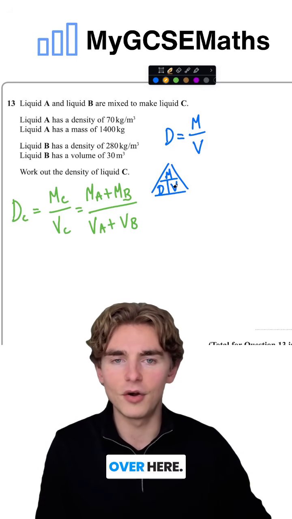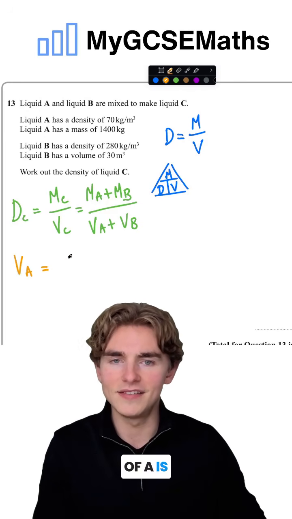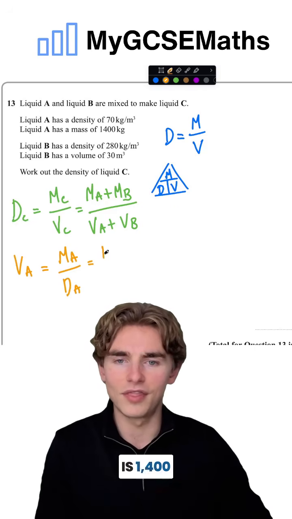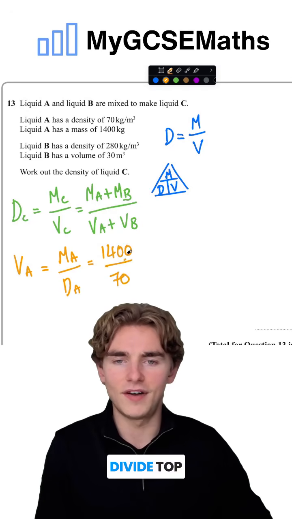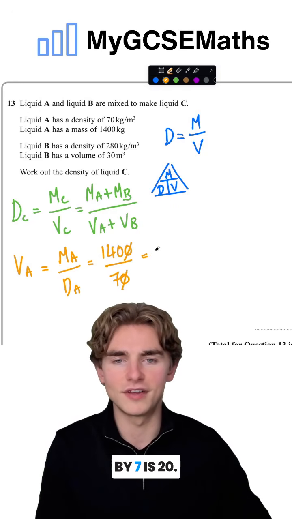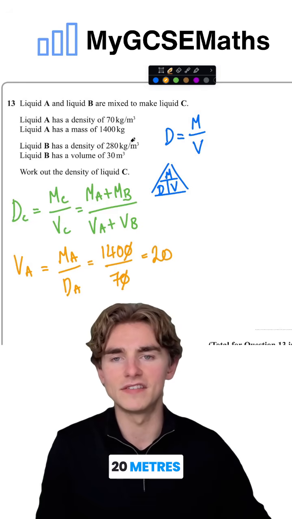We have V over here, we cover it up. We see V is mass over density. So the volume of A is the mass of A over the density of A. So the volume of A is 1,400 over 70. Divide top and bottom through by 10. And then 140 divided by 7 is 20. So the volume of A is 20 meters cubed.